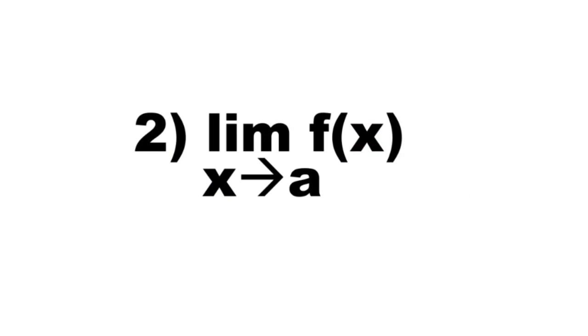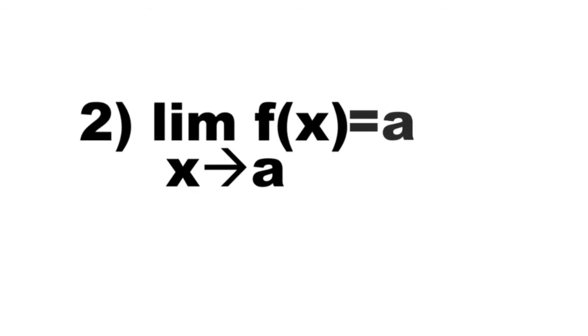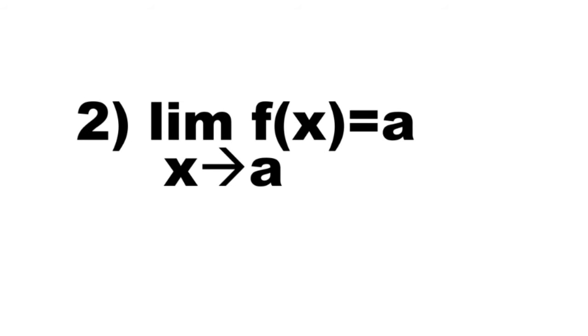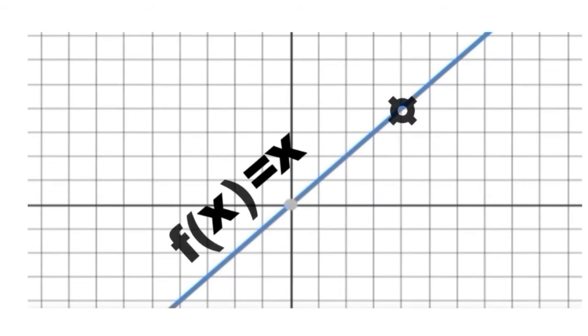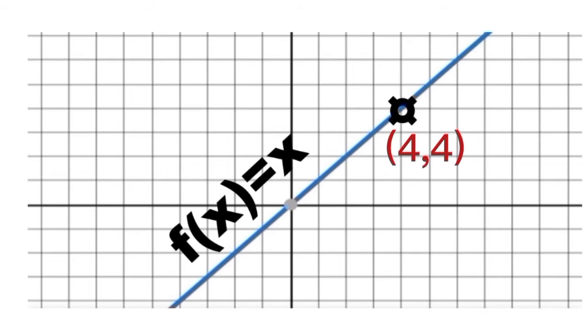The second theorem is the limit of x as x approaches a equals a. Example: the limit of x as x approaches 4 is equal to 4. The limit of x is the same as f of x equals x, an identity function. Whatever the value of input is also the value of output. So the limit of x as x approaches 4 is 4.